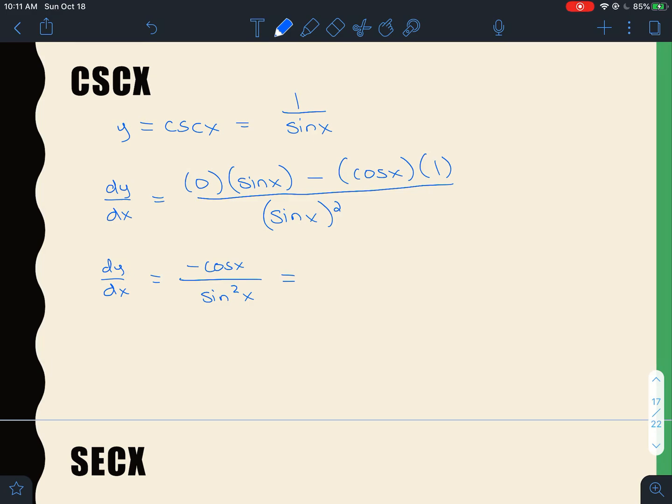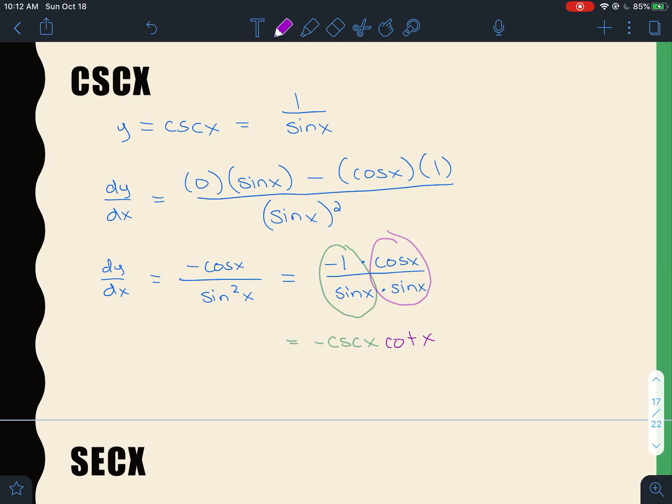Still doesn't look as nice as I want it to be, so I'm going to break this into two pieces. I'm going to break this into negative 1 times cosine all over sine times sine. Well, I know what negative 1 over sine is. That is negative cosecant x. And I know what cosine over sine is. Cosine over sine is cotangent x. So the derivative of cosecant is negative cosecant cotangent.